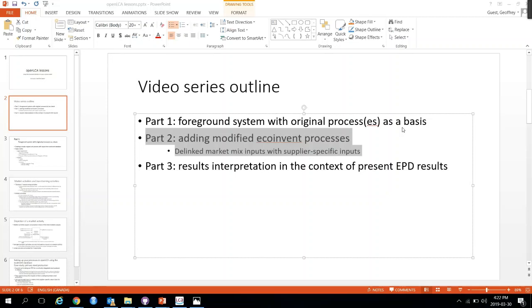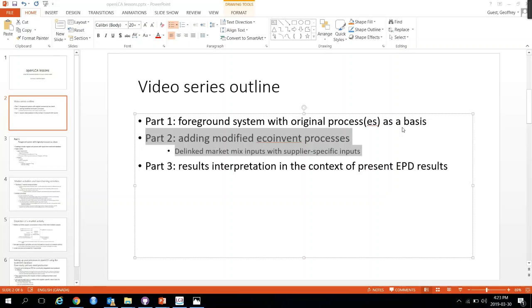In particular, I want to focus on how to delink certain inputs from market mix inputs and change it to supplier specific inputs. And this is quite important when you want to specify a specific provider, and that supplier could be, for example, another process that you created or modified from ecoinvent. And so it's pretty straightforward.